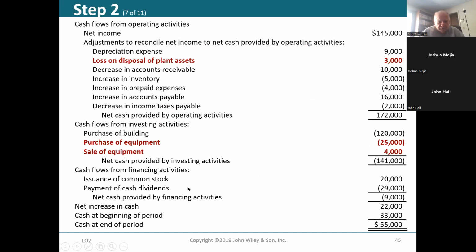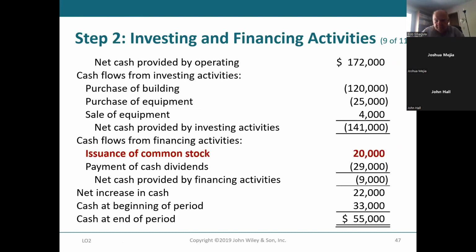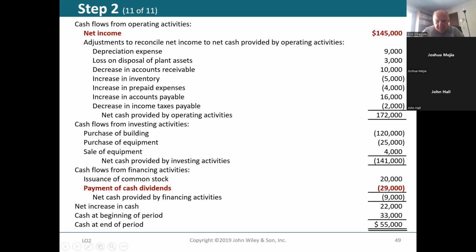Financing, you issue stock and you pay dividends, or you borrow money. So let's see. They issued $20,000 worth of stock. There it is right there, common stock. They pay dividends of 29. They're telling you that here. You pull that right out of retained earnings. And that gives you $9,000.